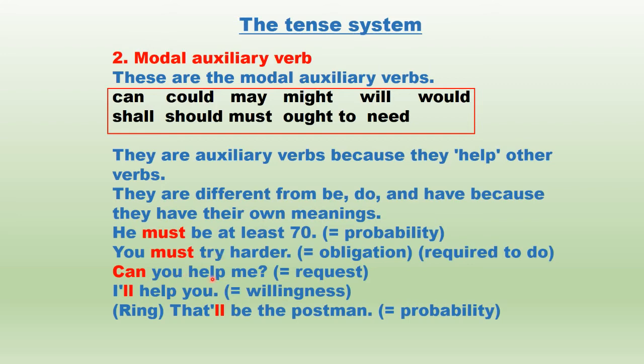Can you help me? This is a request. So can here is used to ask for help. I will help you. This is willingness. So will here is used to express willingness. Trin, trin, trin, trin. That will be the postman. Will be: I'm giving probability. I'm not sure this is the postman who is ringing, but maybe he's the postman.